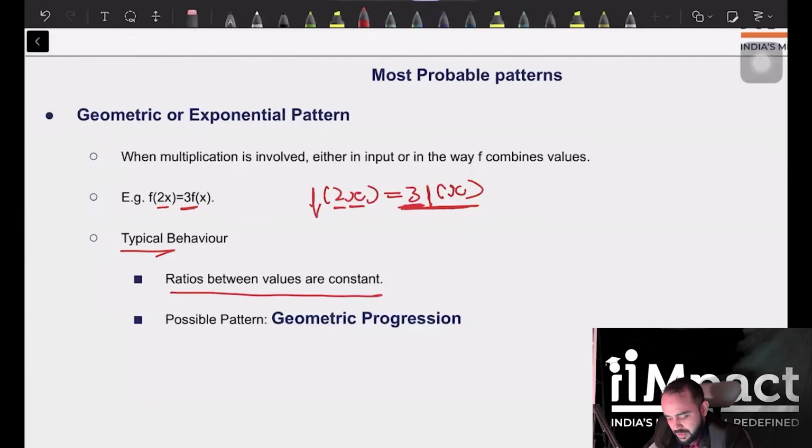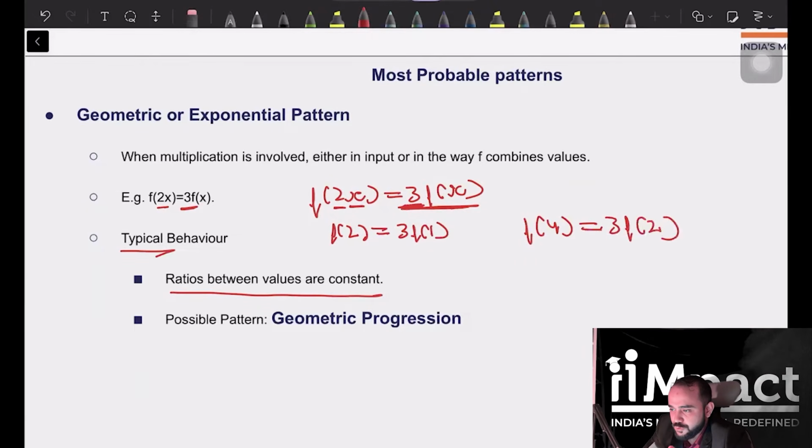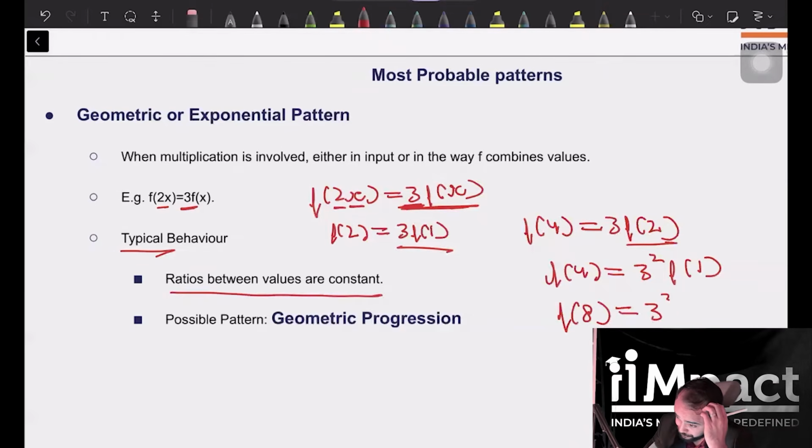Let me put x is equal to 1. I get f of 2 is equal to 3f of 1. What about f of 4? Will I get f of 4 as 3 times f of 2? And what was f of 2? 3 times f of 1. So I am getting f of 4 is equal to 3 square f of 1. What about f of 8? It will be 3 cube f of 1. Yes? So far you all follow?